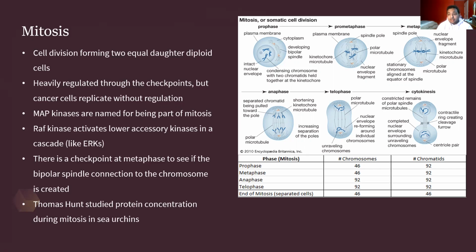There's a checkpoint actually in the metaphase to see if the bipolar spindle connects to the chromosome. So here, this is a spindle, and this is a chromosome. We just want to make sure that these are actually connected, so we're actually separating them. So we're not creating any genetic defects in either of our cells that we then have to do apoptosis.